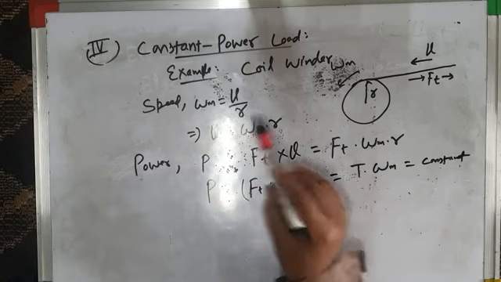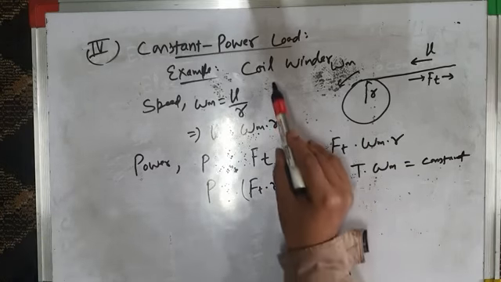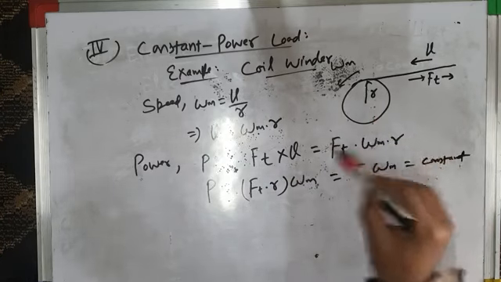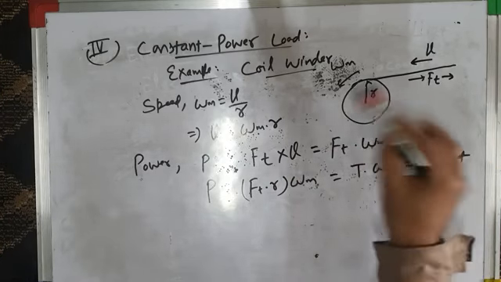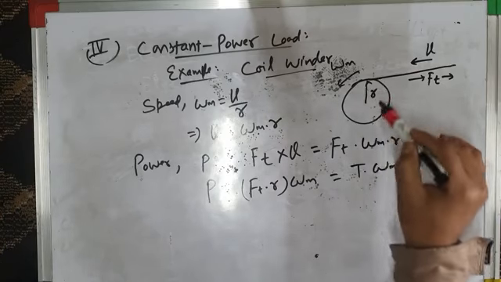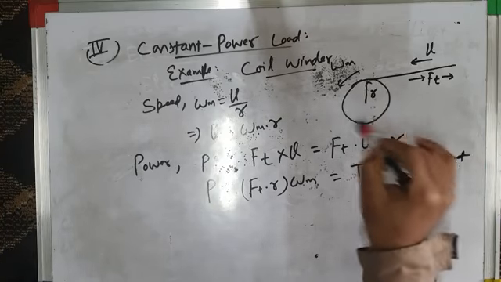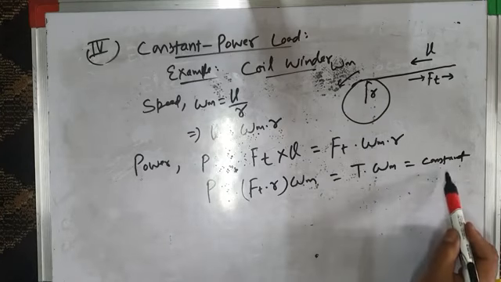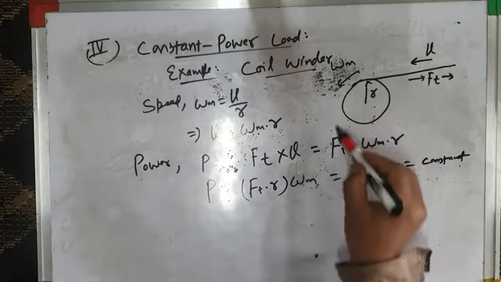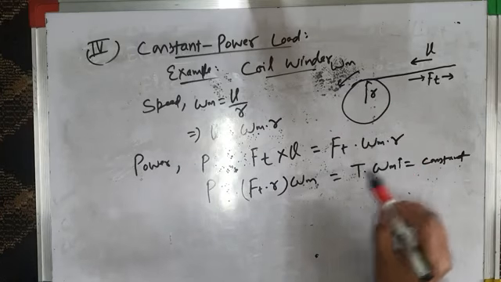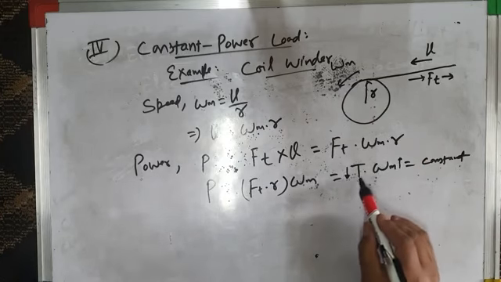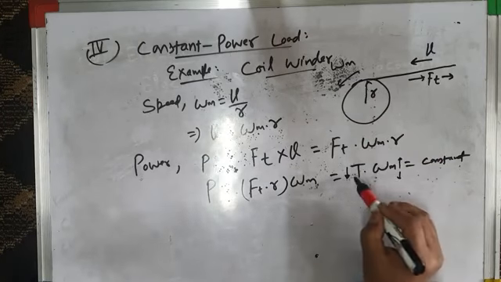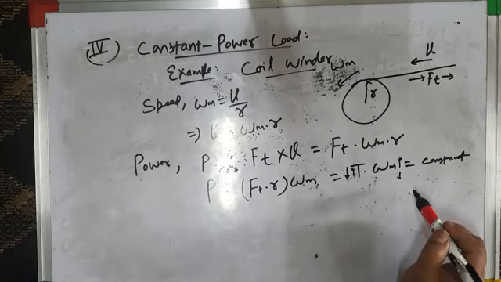So in a constant power load, an example being the coil winder, the operation takes place like this. The cloth is wound around this pulley or this coil, but the power all the time remains constant. That means if the coil winder runs at a high speed, the torque requirement automatically decreases, so that T into omega m is constant. If the speed decreases, torque increases, so that power remains constant.